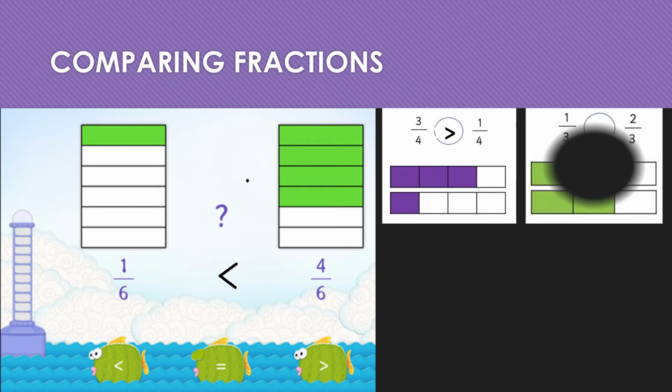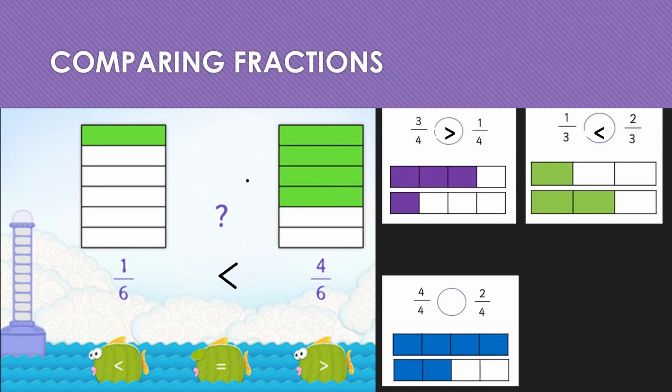Let's take another example, that is 1/3 and 2/3. So here again the denominators are 3, which are equal, so we simply compare the numerators. So 1 and 2. Any guesses? Yes. 1 is less than 2, so we say 1/3 is less than 2/3.